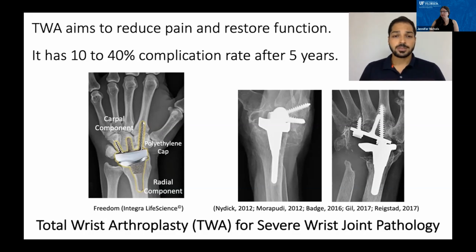Unfortunately, the problem with TWA designs is their high complication rate, for example, loosening of the implant, as you see on the right. To understand why there is such a high complication rate, we designed a study to see how the implant components articulate upon each other. Understanding the contact pattern can help us to detect possible impingement locations and improve the designs to avoid these problems.